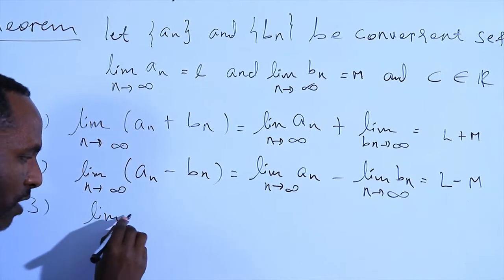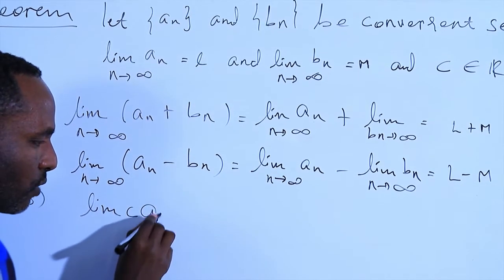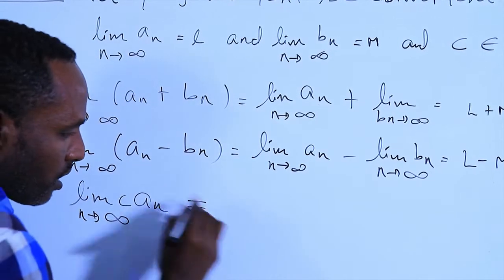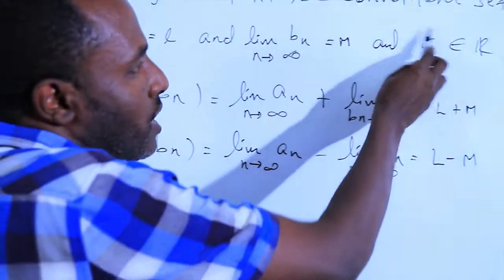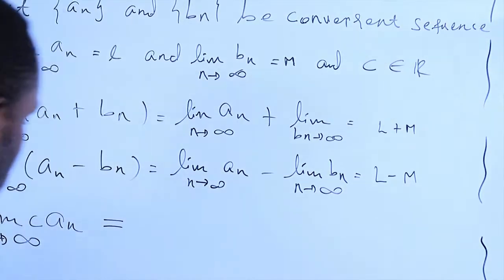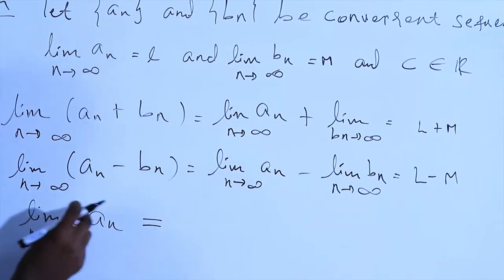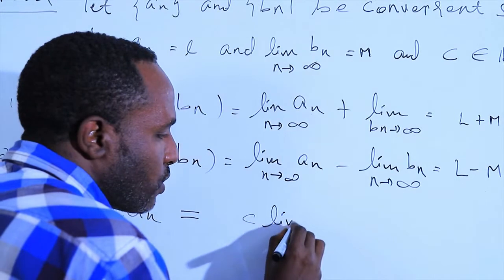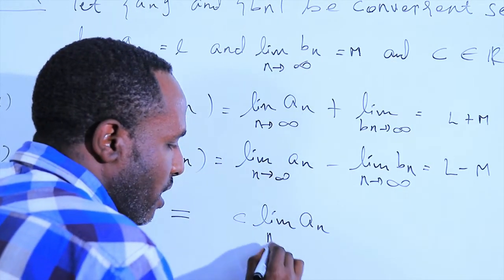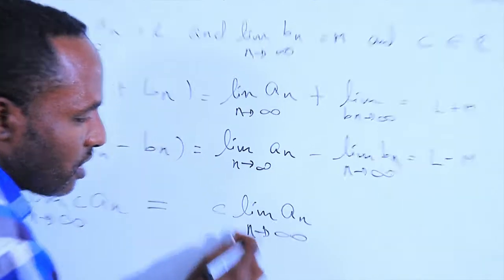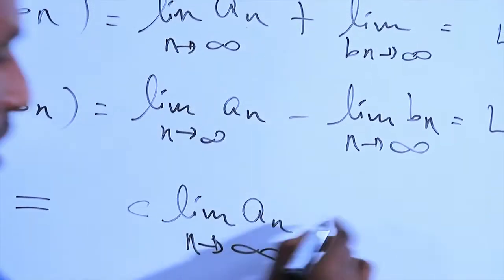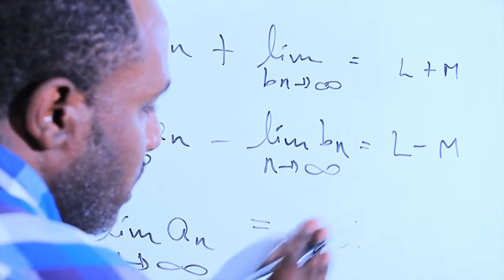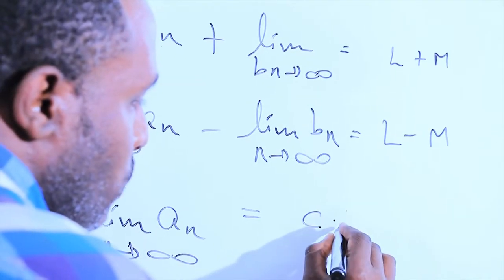the limit of the sequence c times an, a constant value c times the sequence an, as n approaches infinity, where c is any constant real number, is exactly equal to c, the constant, outside the limit: c times the limit of the sequence an as n approaches infinity. This value is L, so the result equals simply c times L.